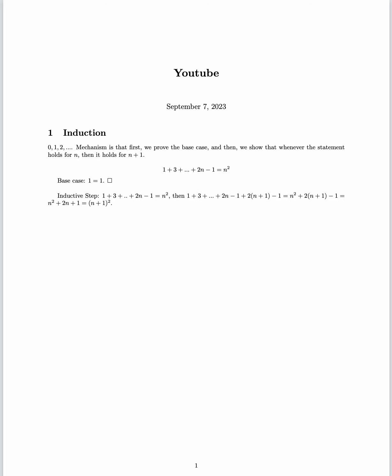Thus, we just showed that whenever n works, then n plus 1 works, extended from the result for n squared. Therefore, we have proved this claim. QED.